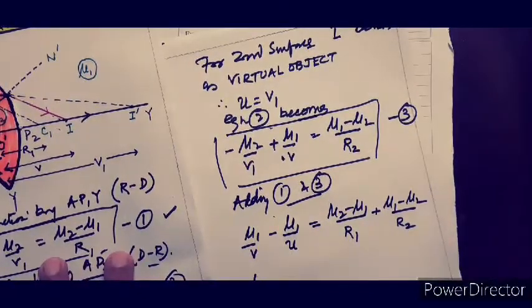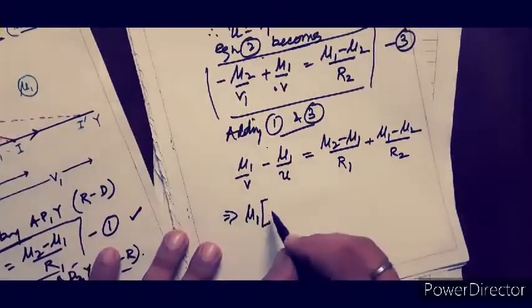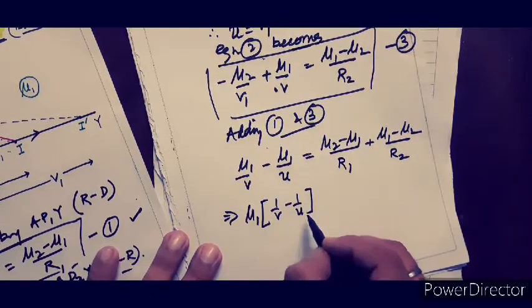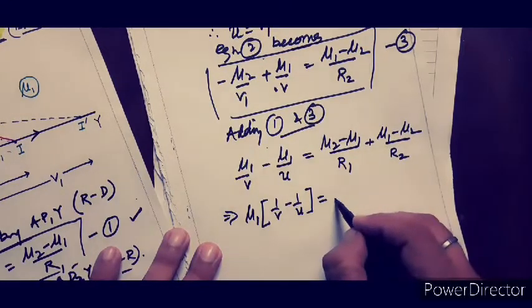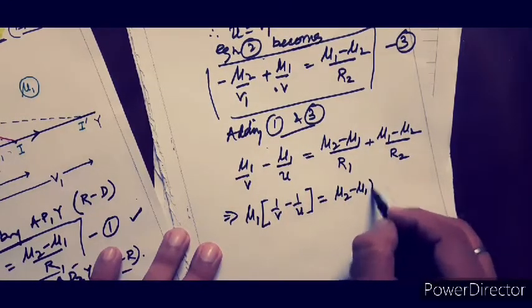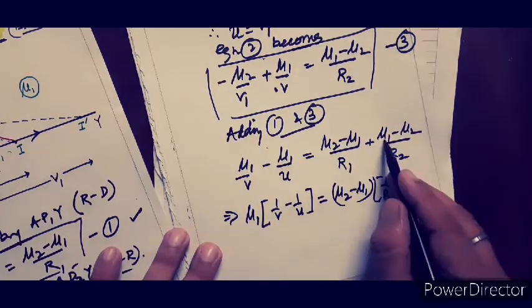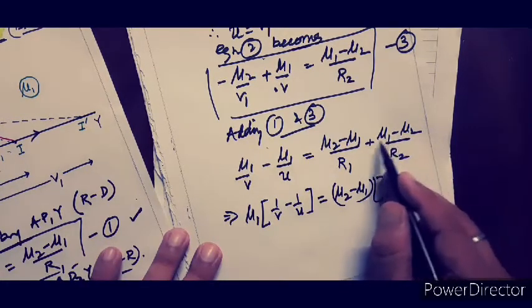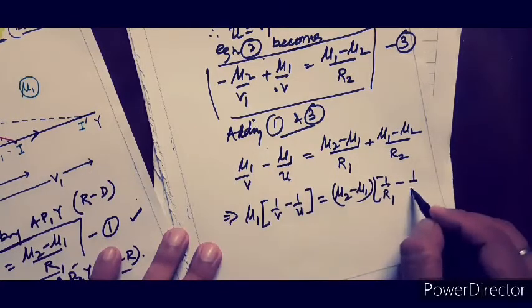or mu1 common, we have taken 1 by v minus 1 by u is equal to, now take out mu2 minus mu1 common. So here it will be 1 by r1, and here if you are taking it, take out the minus 1 common, then it will change to mu2 minus mu1. So it is minus 1 by r2.